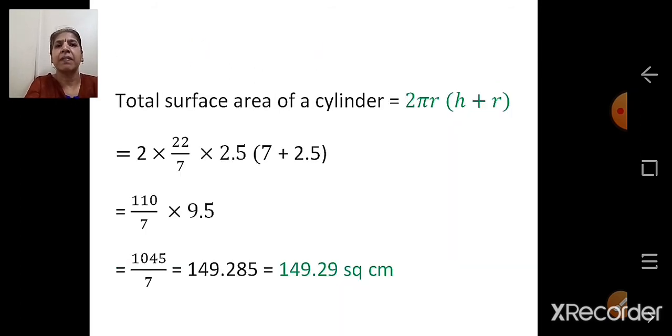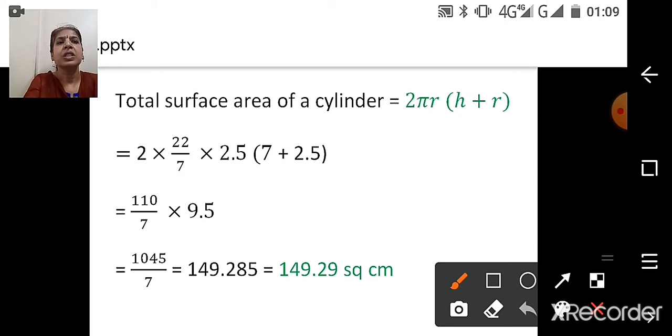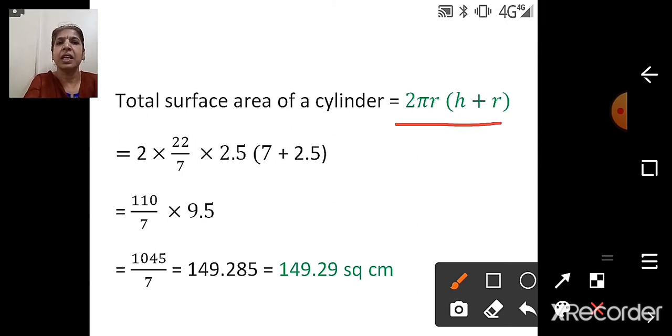Then next part, total surface area of cylinder. So we will write the formula, and the formula is 2πr, then in the bracket we will write (h + r). Then substitute the values. 2 into 22 upon 7 into 2.5. And then you have to take the bracket part, which is 7 plus 2.5.